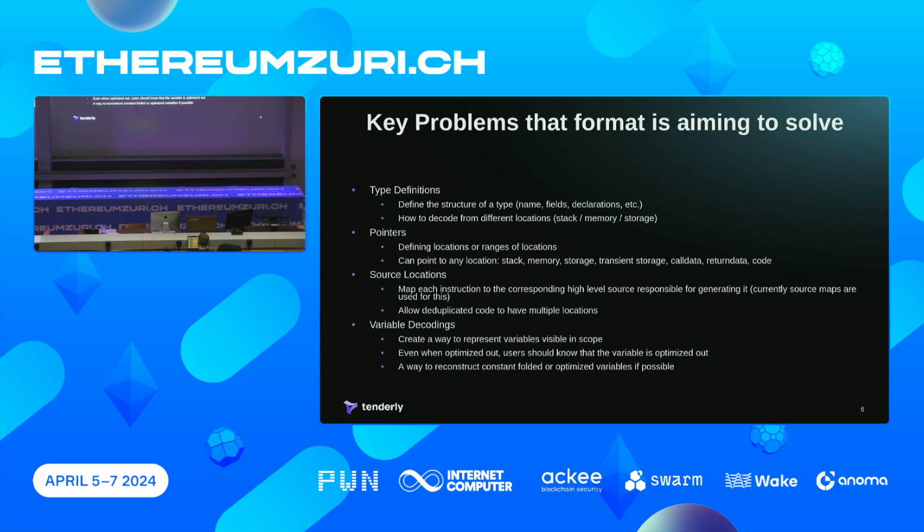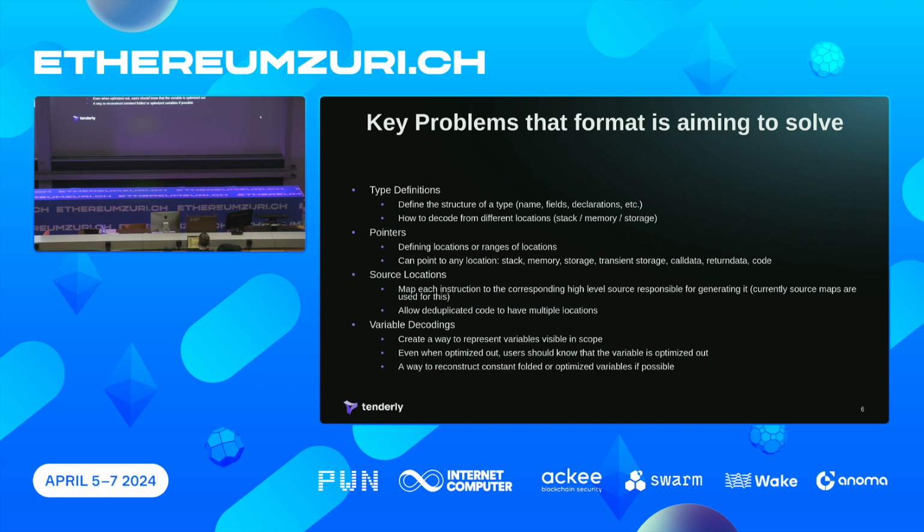So for example, if there is a memory array of structures, we would have information of where it is and what the location is, and ideally, something that can tell us how to decode it. As you can see, pointers can be anywhere: on stack, memory, storage. Now after that, transient storage, call data, return data, code.